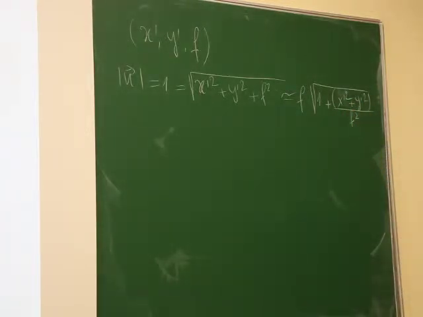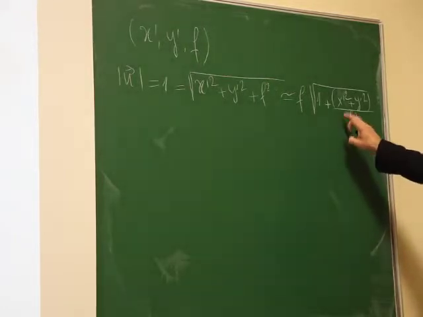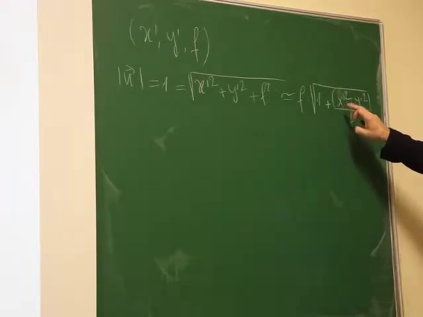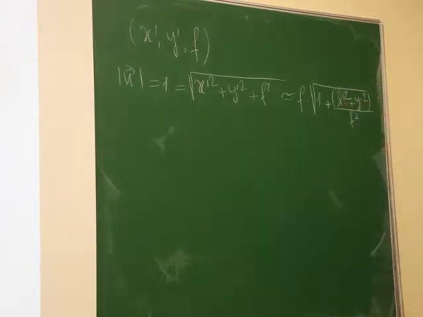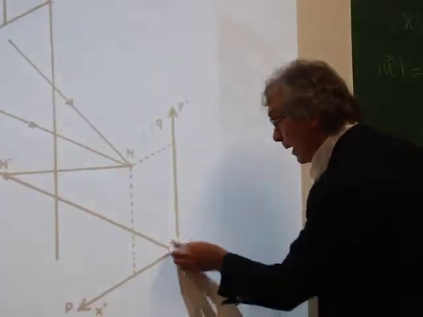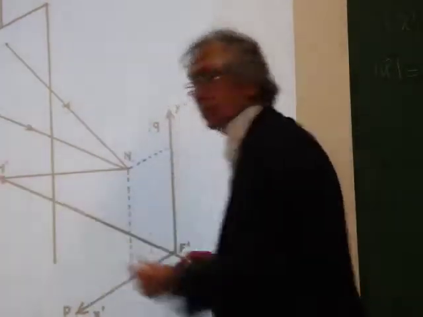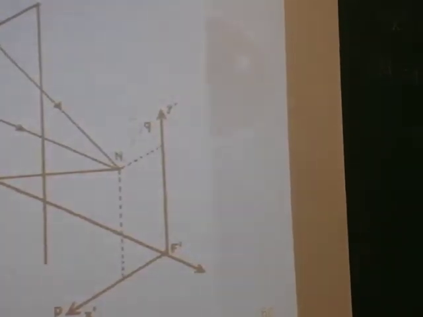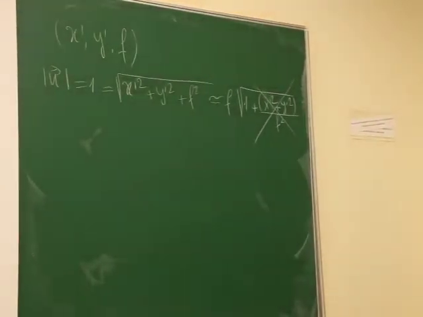Now, I shall assume that the distances x prime, y prime are much smaller than the focal lengths. It means that I'm just considering points very near to the origin, and their distance is very small compared to the focal lengths. So I could say this is about equal to 0, because it's a second order.